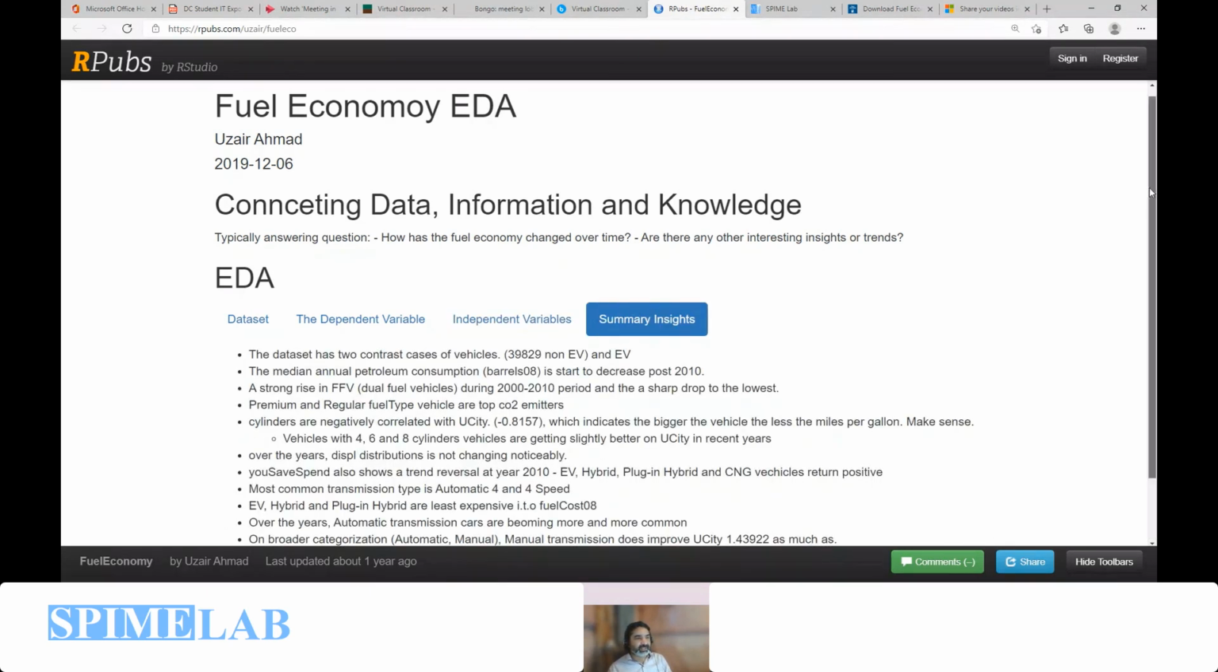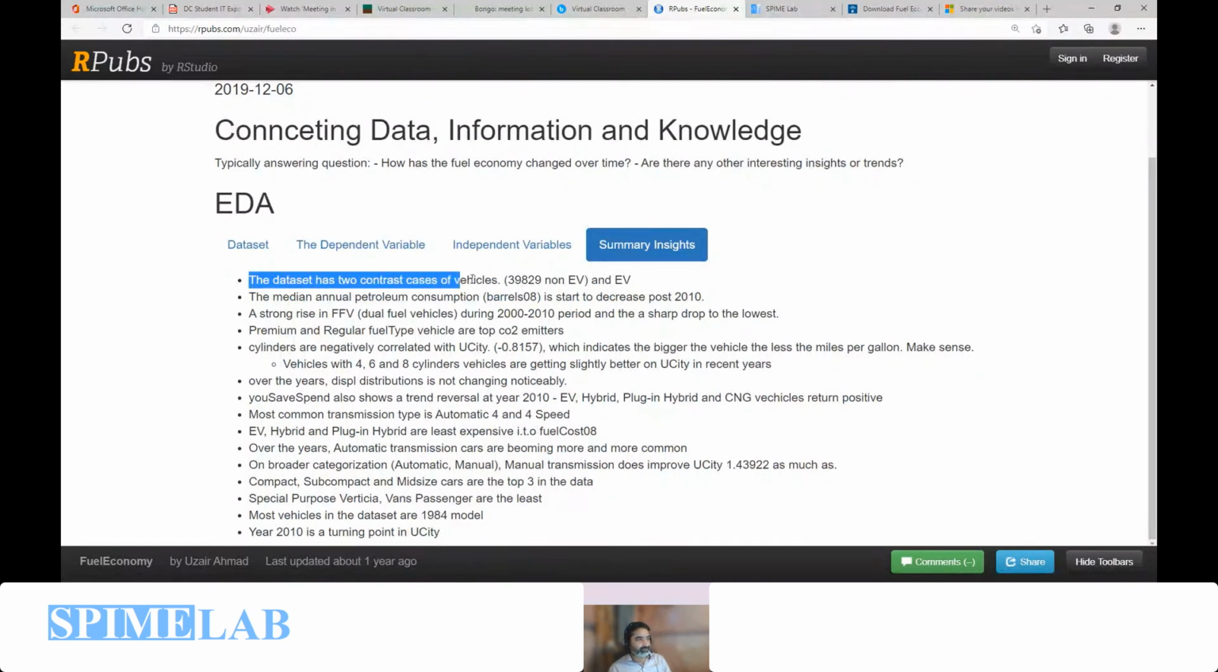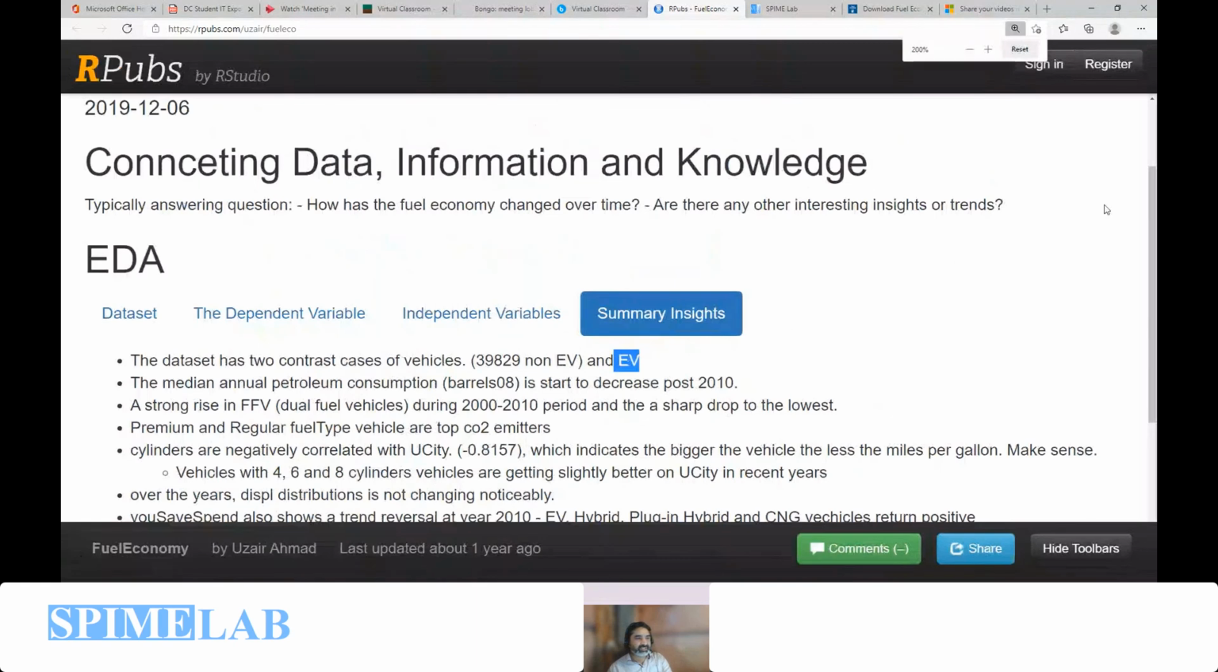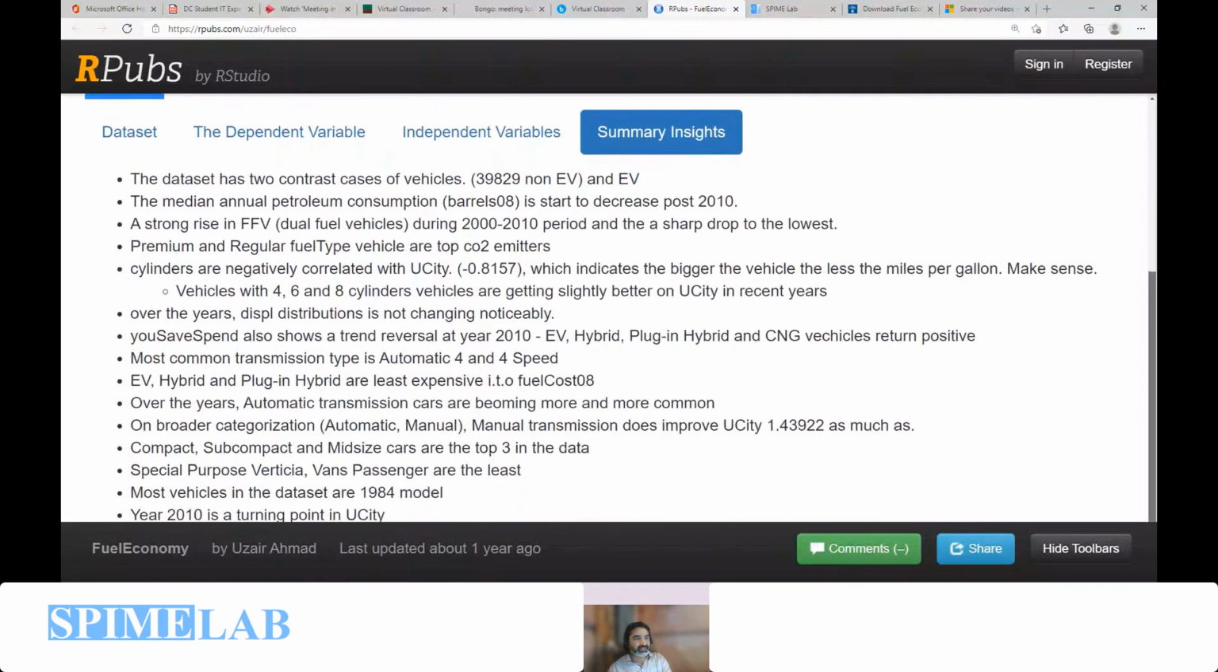At the end, you will summarize your insights in terms of what knowledge you gained from the information and how that knowledge can be transferred to the modeling phase. For example, in this data set, there are two contrasting cases of vehicles, non-EV and electric vehicles. So this gives you a choice to make a special model for non-EV vehicles and a separate model for electric vehicles.